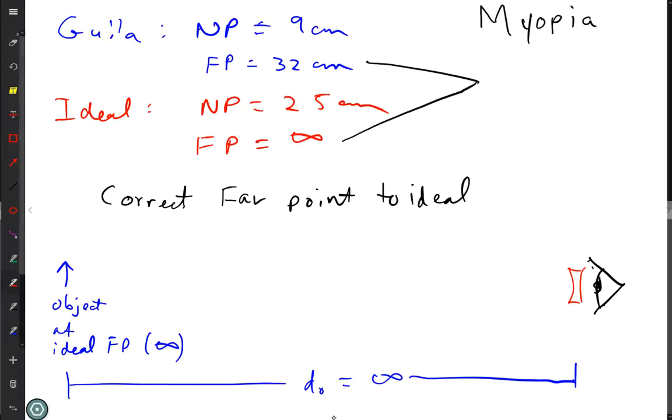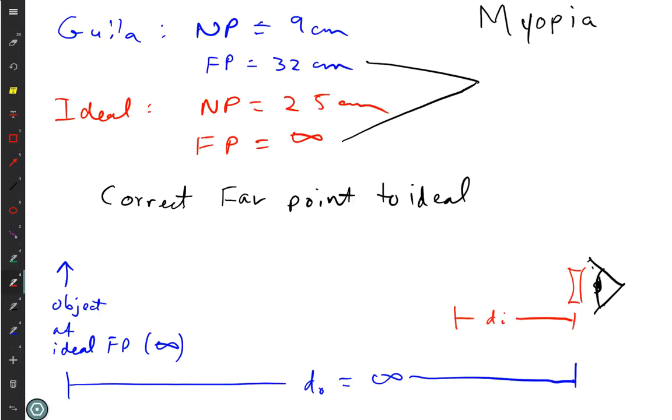That's going to make an image on the same side as the object. If the image is on the same side as the object, is that going to be a virtual or a real image? Virtual. Is it going to be upright or inverted? Upright. Okay, so I'm going to make a virtual upright image that is at her actual far point. So I'm going to have an image here, and the distance image will be at her actual far point.